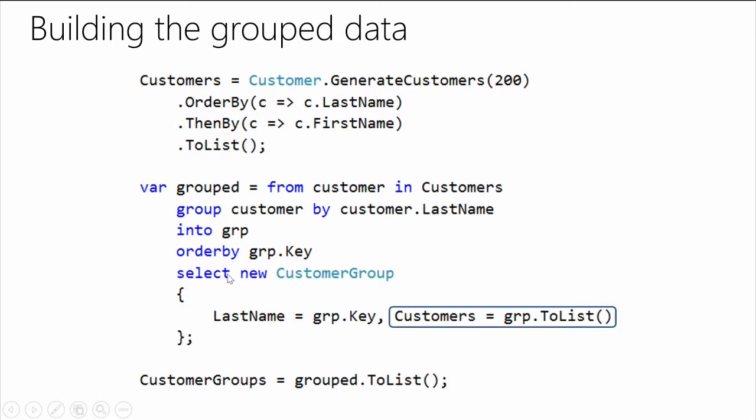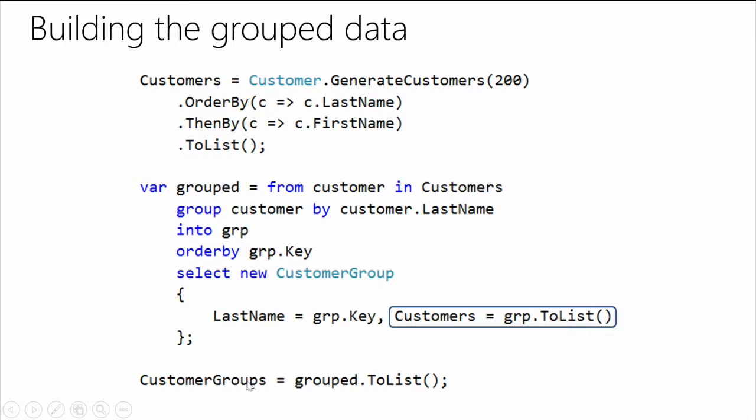We're now going to take that group object and select it into a new customer group, where we're assigning group.key to last name, and we're assigning our customer's value to the group to list. So that's the actual list of all the customers that match that last name. Then we take the grouped item, project it in a toList of customer group, and that's what we assign to our customer groups property.